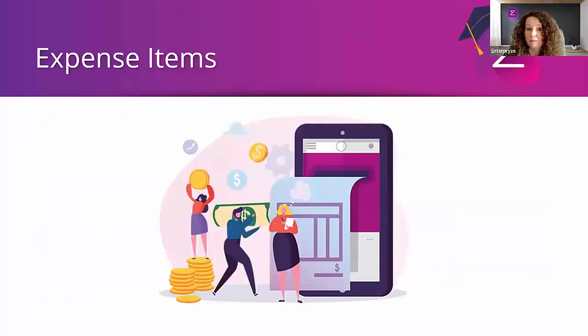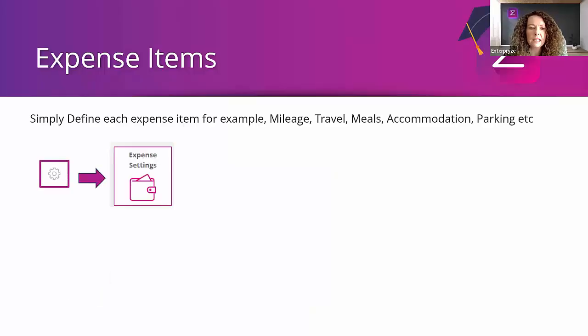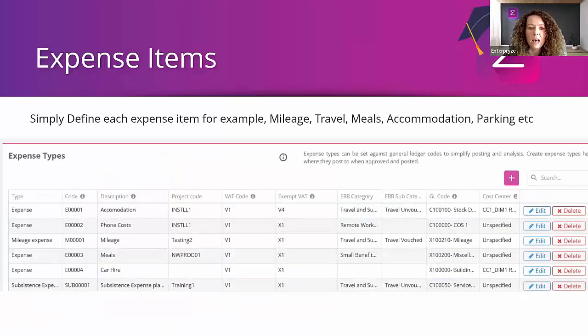Okay, expense items. Very simply, usually as a new customer, you get a predefined list of what those expense items are. Some great examples here: mileage, travel, meals, accommodation, parking, whatever it is that you need to record in the organization. So again, we're back into settings, back into expense settings, and this is where you can define those expense types. Again, we have the plus button here.